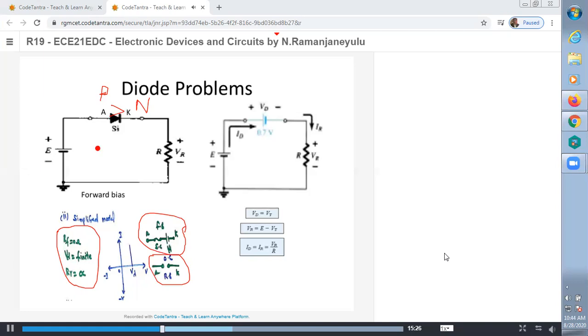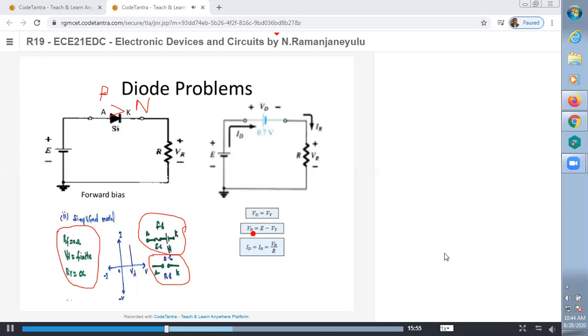Now, once we find out the status of the diode, replace the diode with the equivalent model. In the equivalent circuit, simply replace the diode with, what is the model? The model is voltage source V gamma. Okay, here is the V gamma. Now apply KVL to the loop, then find out the diode current and voltage across the resistor VR.